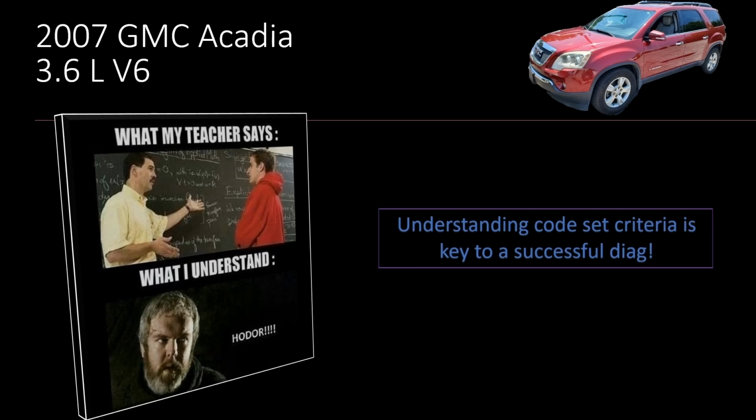So I'll show you a quick presentation on what was actually wrong with this Acadia. But the real lesson here is what we just talked about. With any code, make sure you understand what the code definition really means and what the code set criteria are. The information is sometimes misleading, and it may require more investigation than just reading the code definition very quickly.